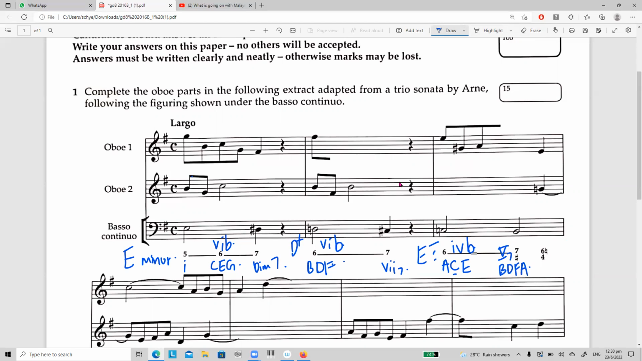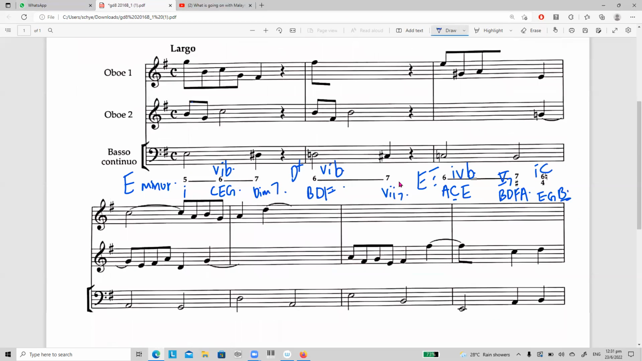Next one, 6, 4. So the bass note is a B, right? B counting 6 steps is G. B counting 4 steps is E. So this is E, G, B, and the chord is E, G, B. So apparently this is a chord 1. And then B is the bass note, so this is a second inversion, 1C. Okay, so now the first line is done.